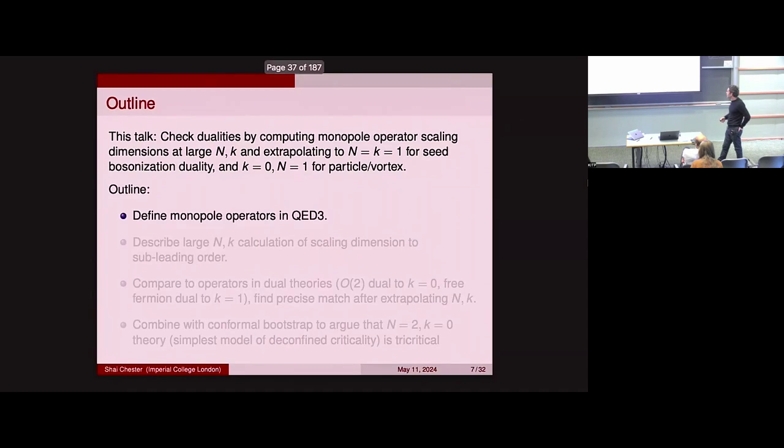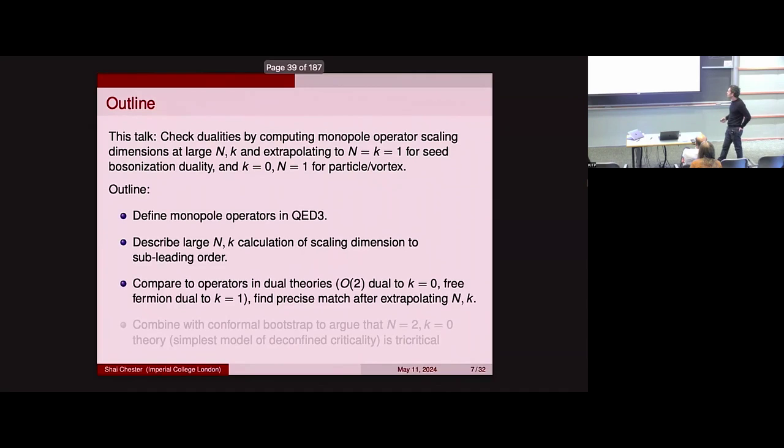So in particular, we're going to define monopole operators. I'm going to go incredibly quickly through the calculation because I have limited time. I'll just show you the results. You can always look at the slides later. And then at the very end, I'm going to talk about deconfined quantum criticality, more relevant to what Yinchen was talking about, and this bootstrap evidence that it might be tricritical.